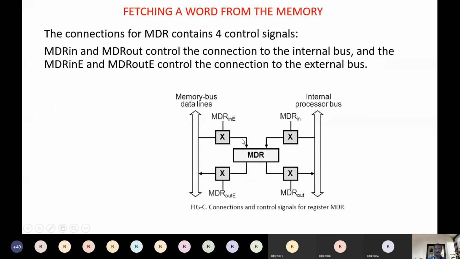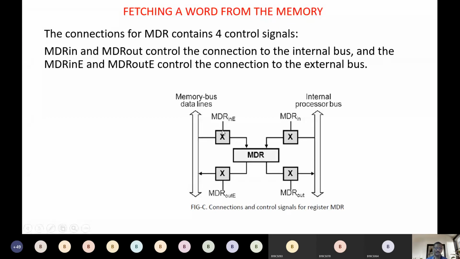You can see this MDR, because whatever data we read from main memory, the processor reads from main memory, it is stored in MDR. So these are the connections of MDR. We have MDR connected to main memory, and these connections we call the memory bus data lines.